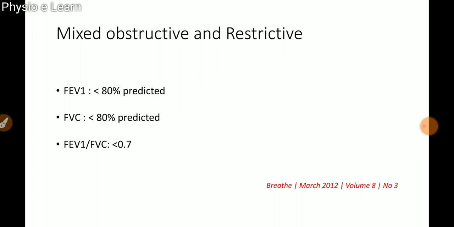Mixed pattern, that is, mixed obstructive and restrictive. You have to remember this mnemonic: 80-80-70%. In a mixed pattern, if the FEV1 is less than 80%, FVC is again less than 80%, and the FEV1 by FVC ratio is less than 70%, then you can say it is a mixed restrictive and obstructive pattern. So in a mixed pattern, remember the 80%, 80% and 70% mnemonic.